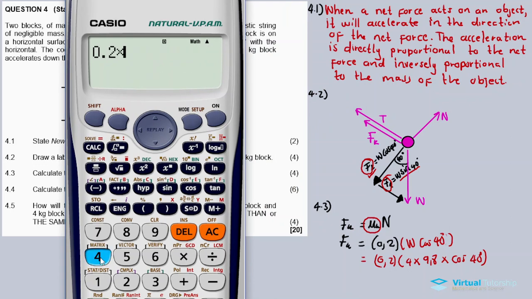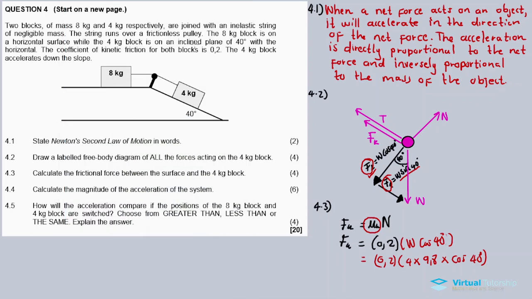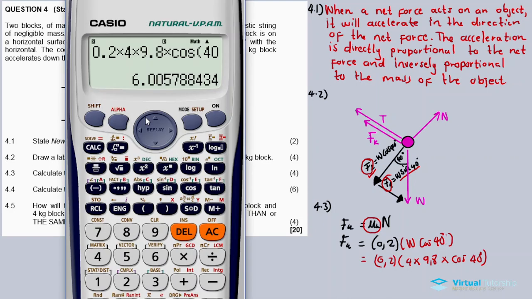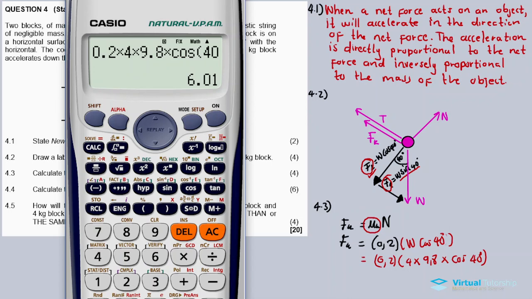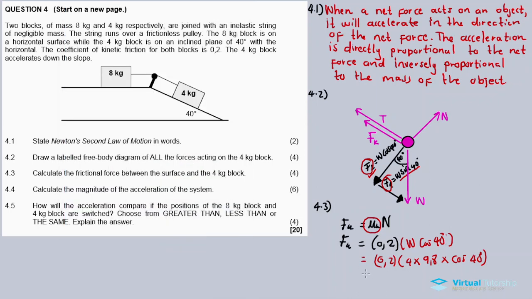0.2 times 4 times 9.8 times cos 40 degrees. This is equal to, wait, okay, I see, round off to 2, it's about 6.01. Round off to 2, yes. I wasn't sure.